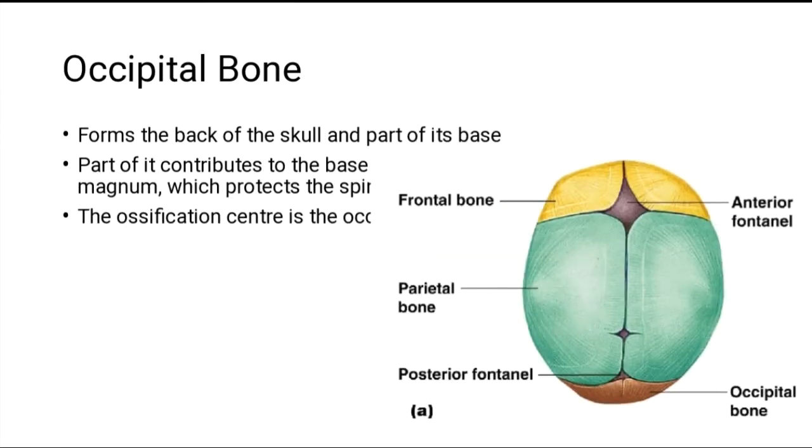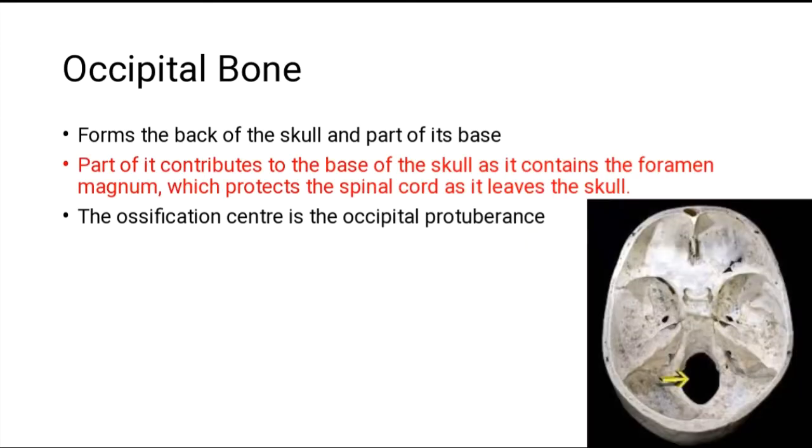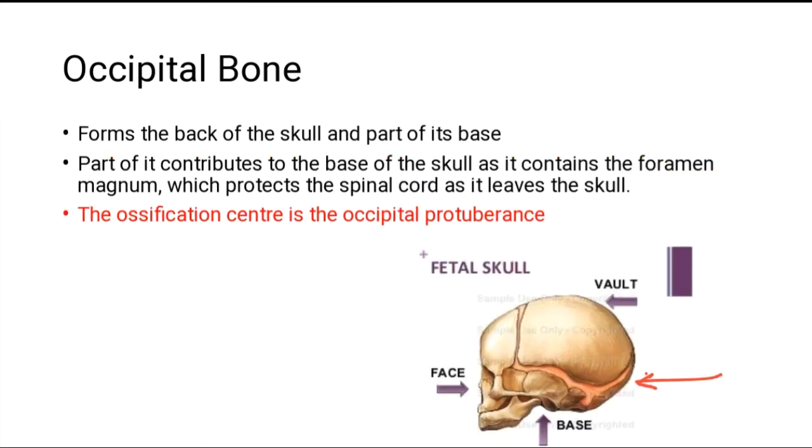Occipital bone forms the back of the skull. A part of it contributes to the base of the skull as it contains the foramen magnum, which protects the spinal cord as it leaves the skull. The ossification center is called the occipital protuberance.